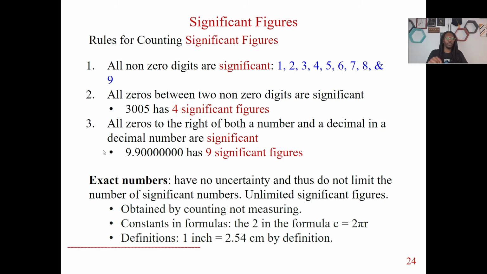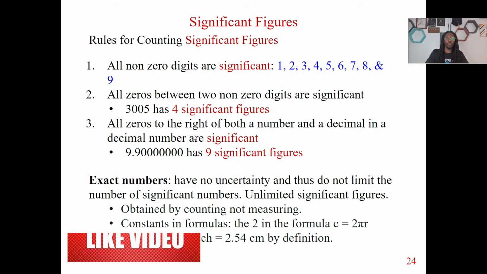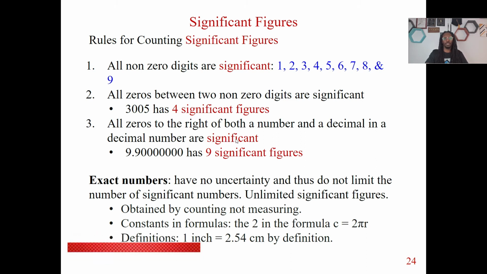And then rule 3: all zeros to the right of both a number and a decimal are significant. Everybody, please pay attention to this one. This is usually the one that is the most confusing. All zeros to the right. So it must be towards the right, not towards the left.